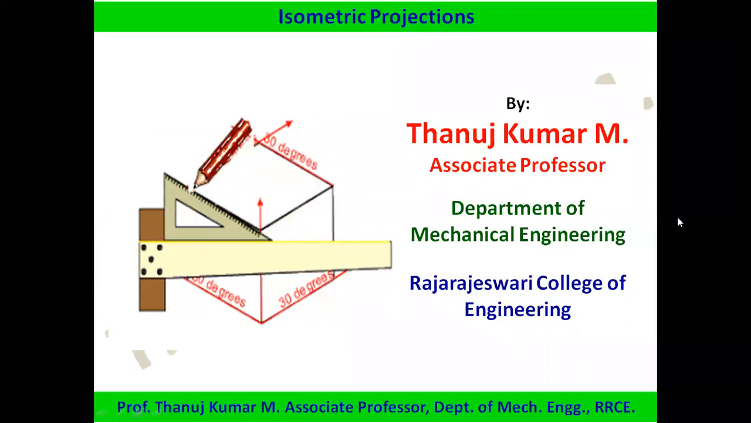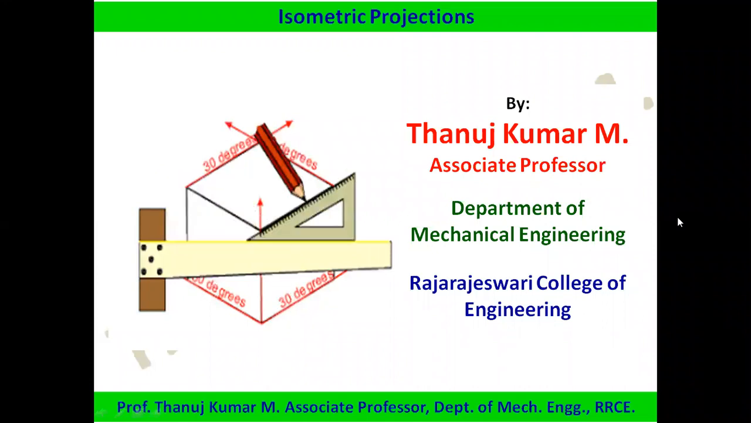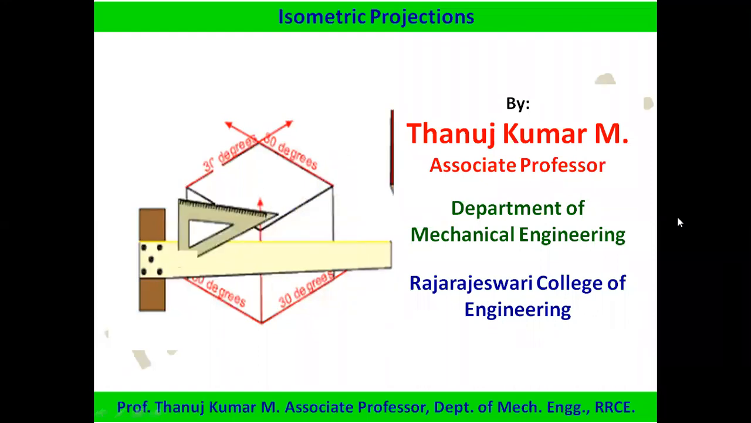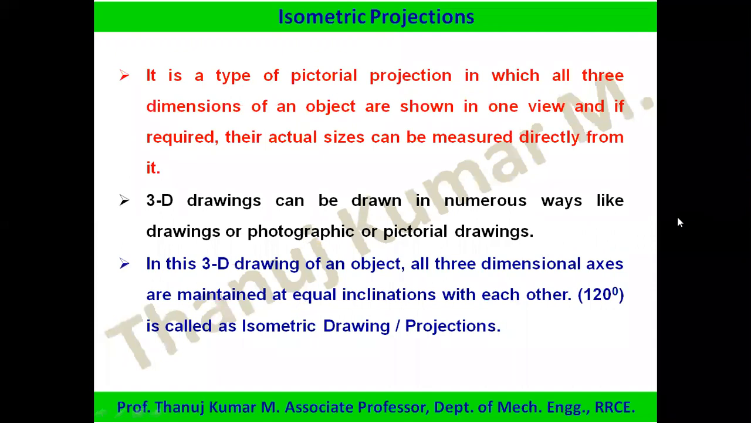For 3D diagrams, the top view, front view, and side view are all combined together. Because of that, the view of the object will be in 3D, and you get much more clarity of the object. So let us see what isometric projection is.